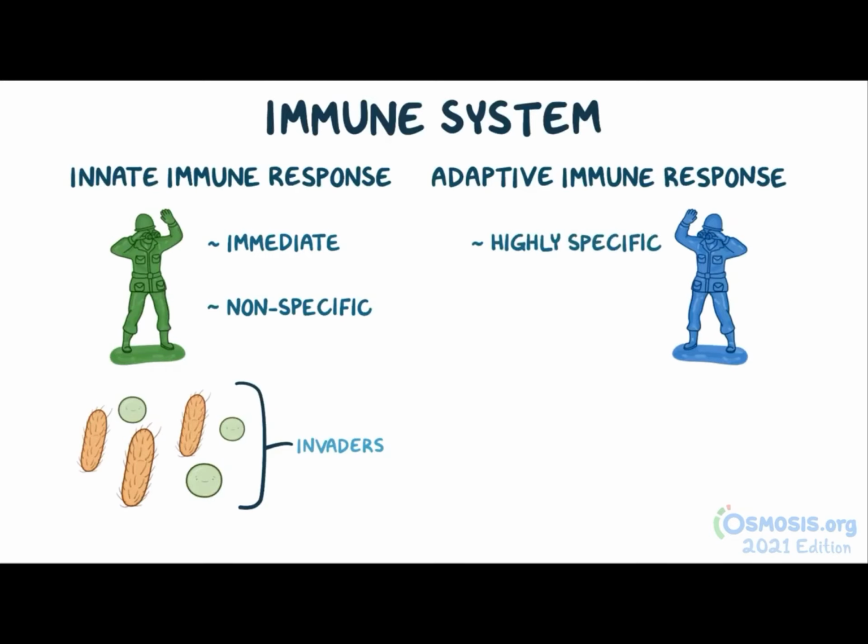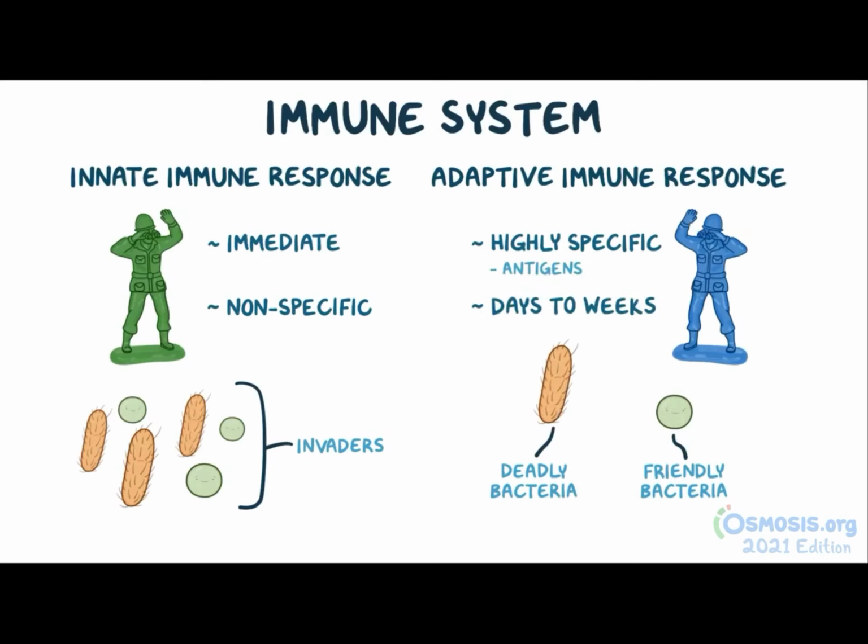In contrast, the adaptive immune response is highly specific for each invader. And that's because the cells of the adaptive immune response have receptors that differentiate friendly bacteria and potentially deadly ones from their unique parts, called antigens. This adaptive immune response takes days to weeks to become activated, but is also responsible for immunologic memory.